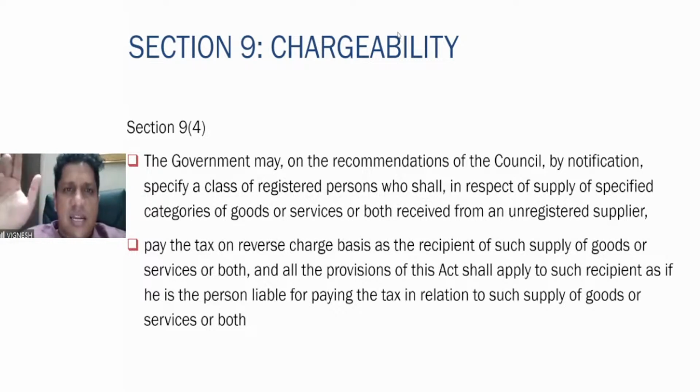Even if two persons are registered and the case falls under 9 subsection 3, still the reverse charge will apply. But 9 subsection 4 is not like that. 9 subsection 4 says that if you are a registered person, and certain specified category of services you are procuring from a non-registered person, you are not collecting GST from it, but you have to pay GST directly to the government. Okay, I hope it is clear. You have to pay GST directly to the government. That is your 9 subsection 4.